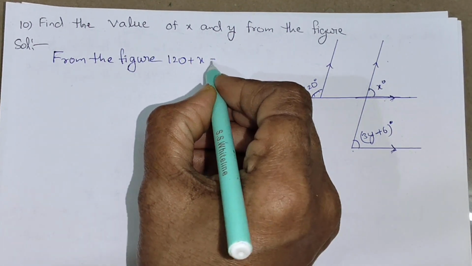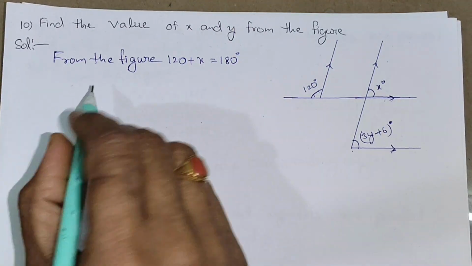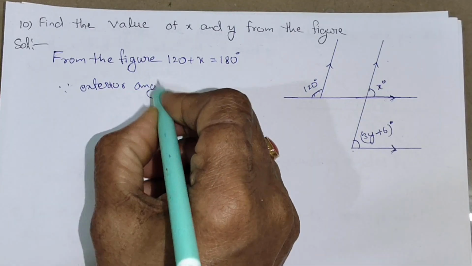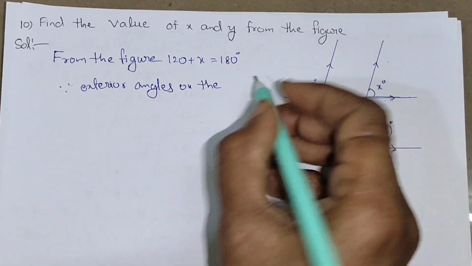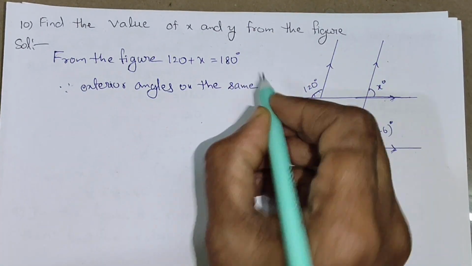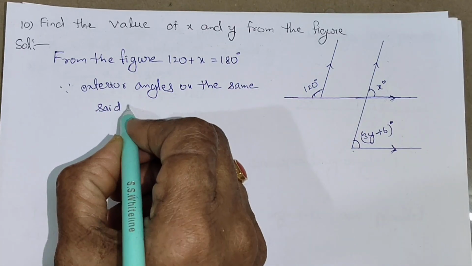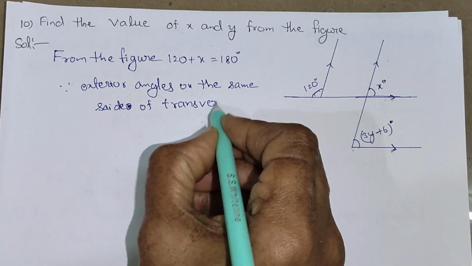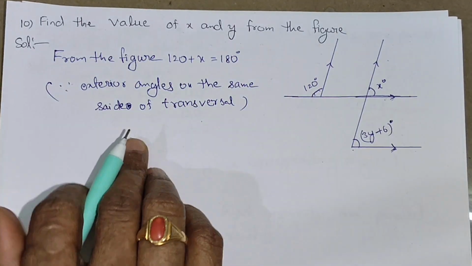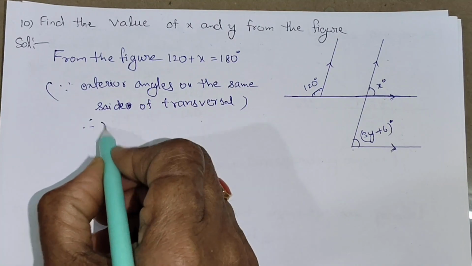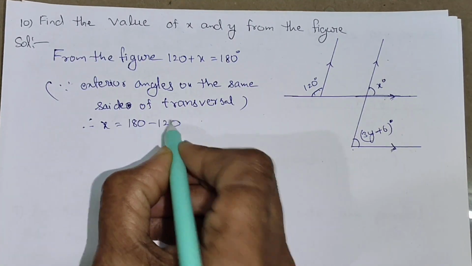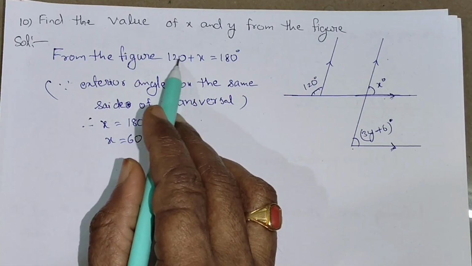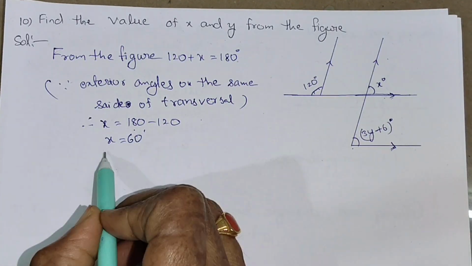120 plus x equals 180 degrees. So these two are the exterior angles on the same side of the transversal. Therefore x equals 180 minus 120. So here x equals 60 degrees.